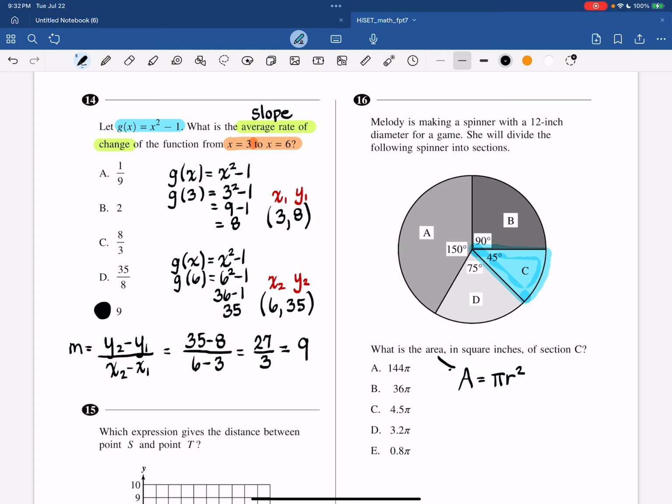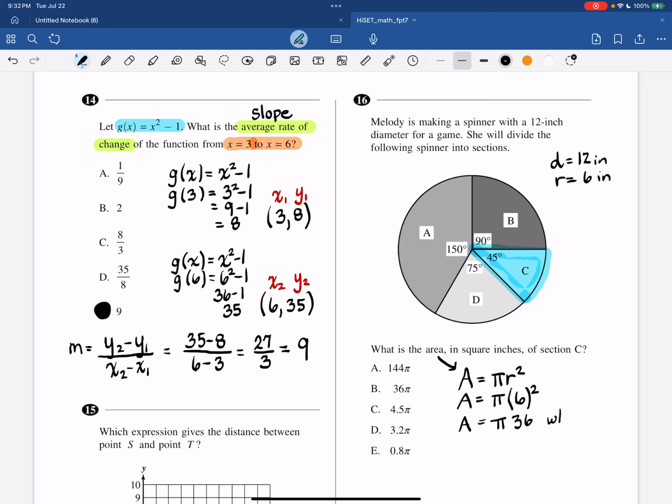And we're looking for area, so leave that in there. Pi, I can substitute as needed. But we need to know the radius. Now they tell me that the diameter is 12 inches. So the radius would be half that, or 6 inches. And so the area is pi times the radius squared. That would be 36 pi. Now be careful, the answer is not B. I wish it were, but it's not.